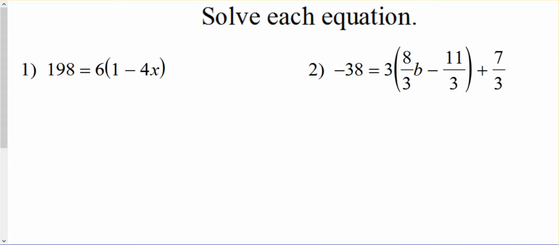This is the warm-up for lesson 6. So take a second and do this. What should we do here? We can distribute.